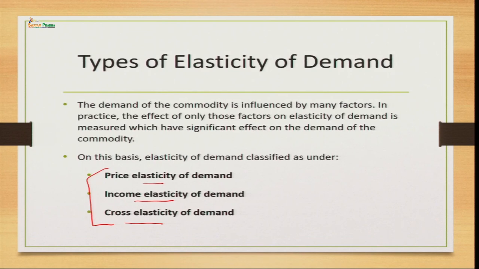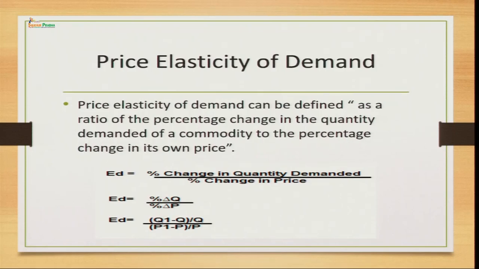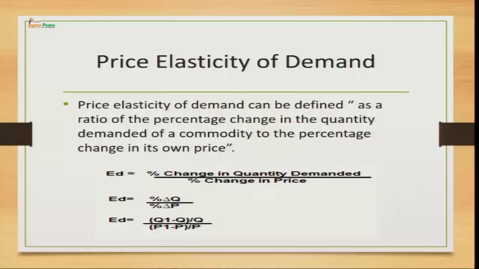So let us start with the price elasticity. This name will help you to understand what we are going to do in this elasticity. Very simply, with price elasticity of demand, we try to find out how much change has taken place in the quantity demanded due to the change in the price of the commodity. So price elasticity of demand can be defined as the ratio of percentage change in the quantity demanded of a commodity to the percentage change in its own price, right?